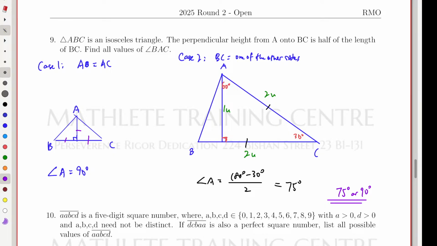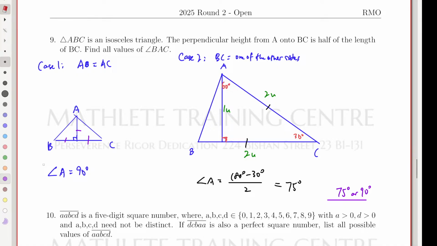Okay. Wait a minute. There's one case I'm not considering. Wait. I just realized there's one case I have yet to consider. Sorry. Wait. Case 2, you need to be a bit careful. This is wrong.